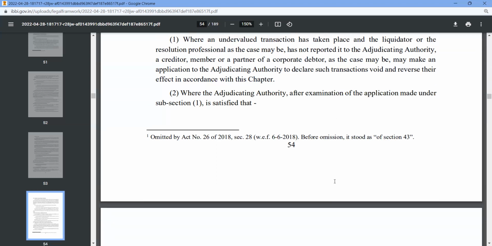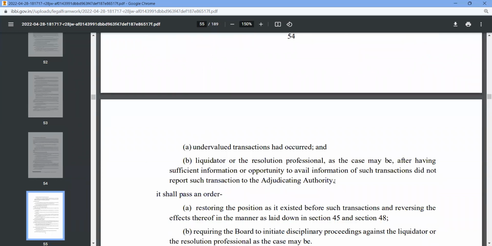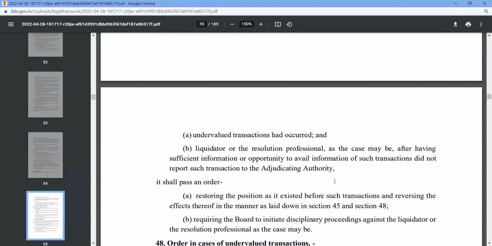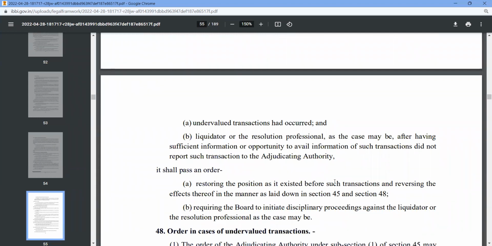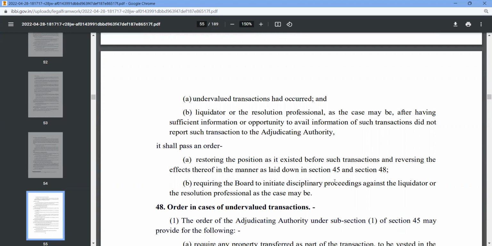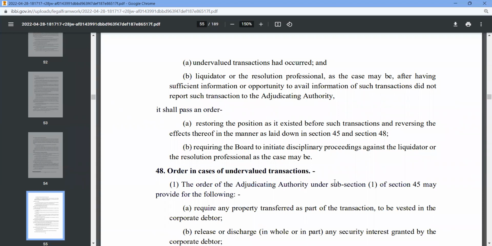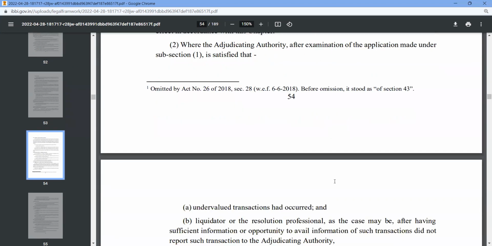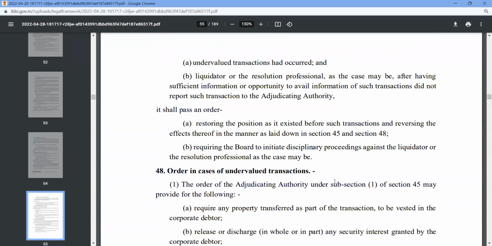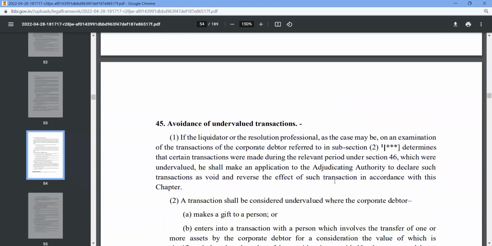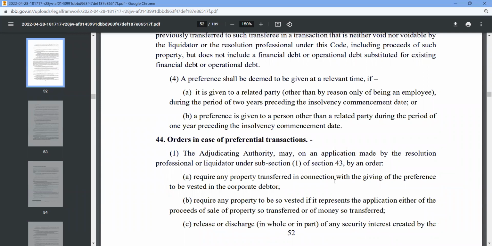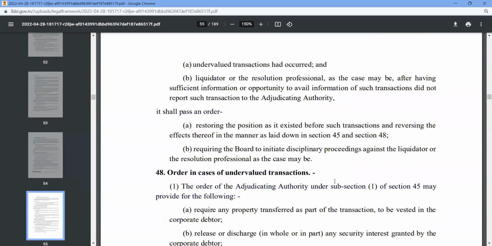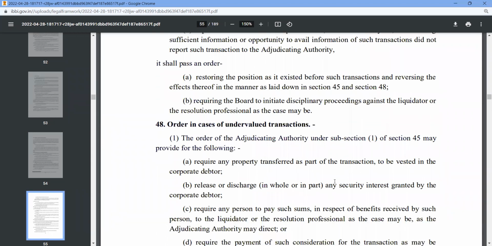And what will the adjudicating authority do? First of all, it will assess that an undervalued transaction has occurred, and that the liquidator or the resolution professional, as the case may be, after having sufficient information or opportunity, did not report such transactions to the adjudicating authority. Because section 47 says that any other person may apply in case the RP or liquidator does not report to the adjudicating authority. Then besides restoring the position, it will require the board to initiate disciplinary proceedings also against the liquidator or the RP. And the order will be similar to the provisions which we have already seen in 44. So 44 you can read with 48, orders in case of undervalued transactions.